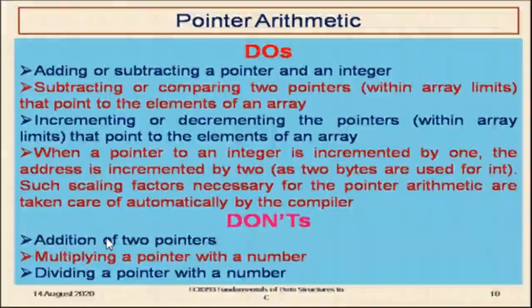And the don'ts: we cannot add 2 pointers. Assume that we have 2 pointer variables, we cannot add them both. Similarly, we cannot multiply a pointer with a number. Division is also not possible. So what is possible? Addition or subtraction with an integer value. Subtraction is allowed within the same array. Addition is allowed. And incrementing and decrementing operations are allowed. Operations which are not allowed are addition of 2 pointers, multiplication of a pointer with a number, and dividing a pointer with a number. These are not possible.